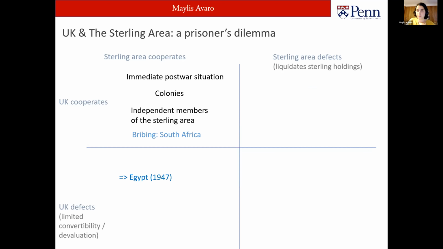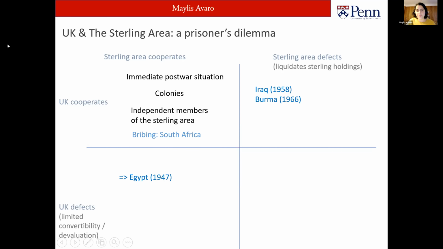One country managed to reduce its sterling holdings: South Africa. And why? Because they made a deal in which each time they would convert sterling into dollars, they would send gold from the mines to London, to the Bank of England. They would sell gold. And so this explains why South Africa managed to stay in the area while reducing its share of sterling.